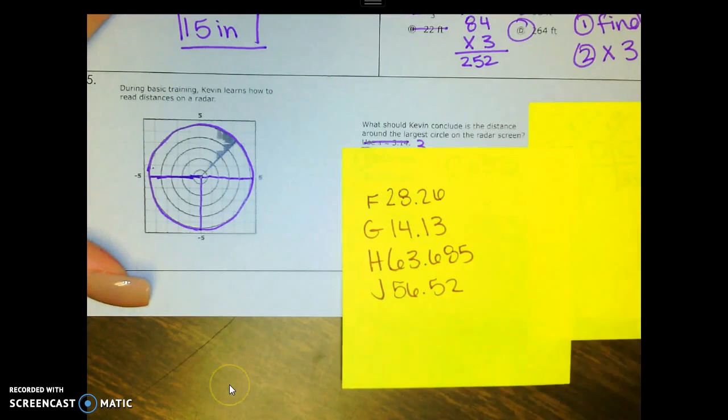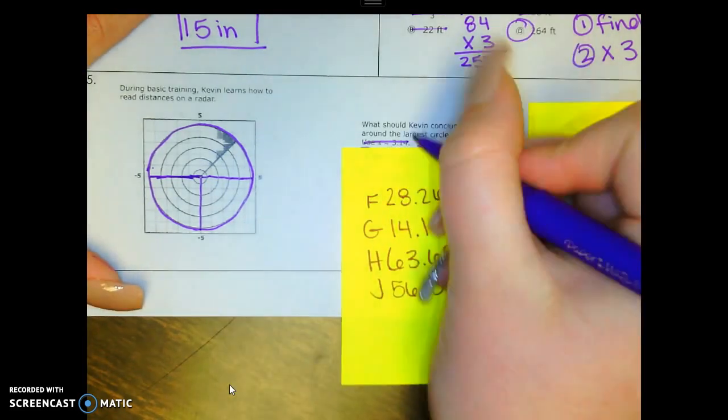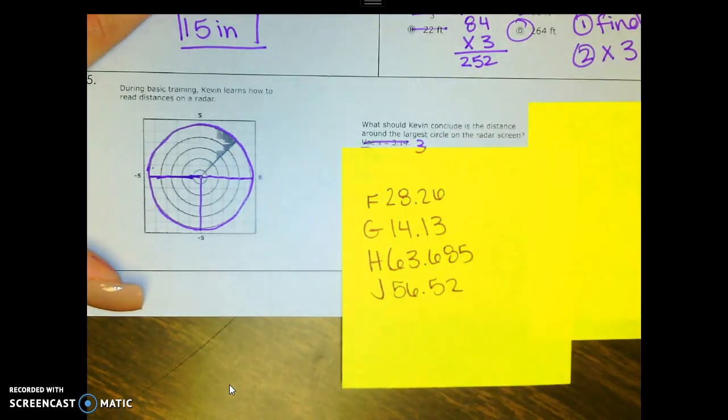All right, number 5. During basic training, Kevin learns how to read distances on a radar. What should Kevin conclude is the distance around the largest circle on the radar screen? Use pi equals 3.14. Okay, I cross that out and put 3. It's hard to see it, but there's a 3 there. So we're using 3.